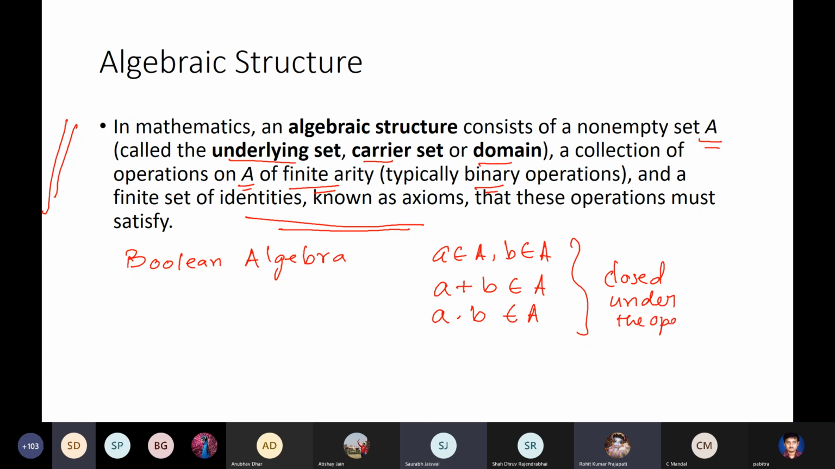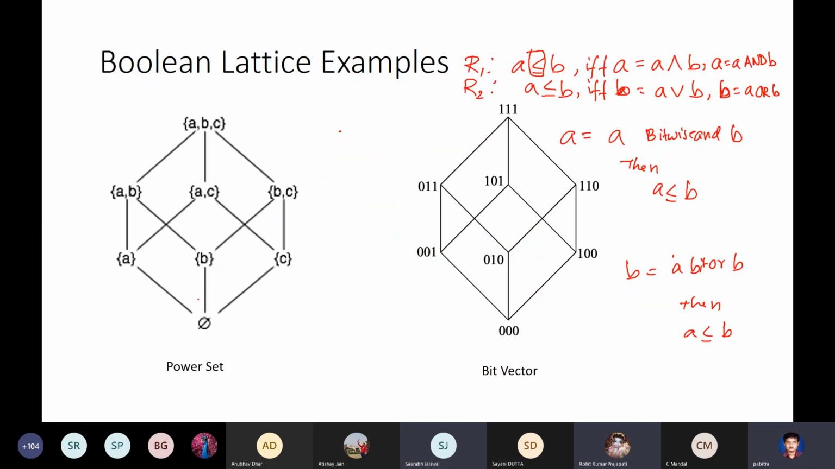Bitwise and, or, and complement. Very good. So we have three operators, two binary operators. One is bitwise and, one is bitwise or, and the other is the complement, bitwise bit complement, flipping the bits. Okay, so this forms a nice structure.